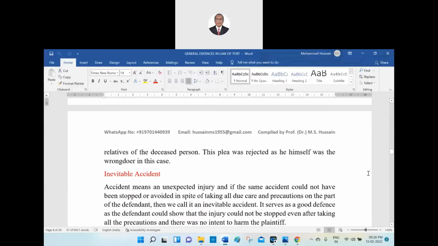Relatives of the deceased person. This plea was rejected as he himself was the wrongdoer in this case.